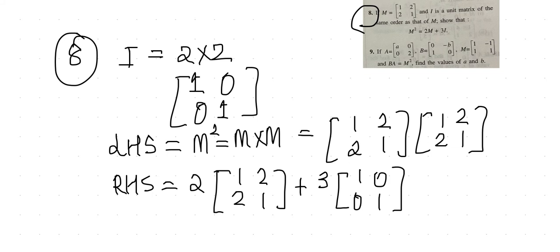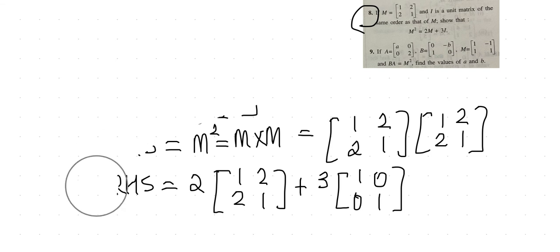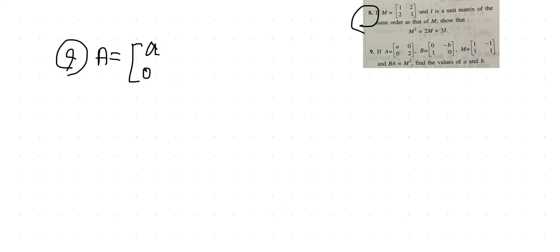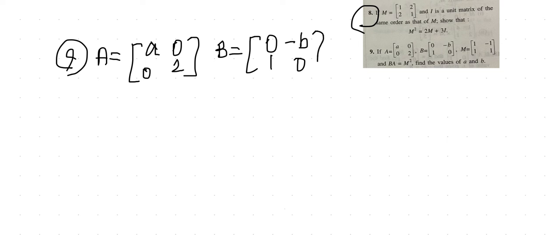Okay, so now I'll be moving to the next question, that is question number 9. So in question number 9, the question is what, children? See, they say A is a matrix that has been given, B is also given, find the values of A and B. Okay, so I'll write down the 9th one. So A is equal to A0, 0, 2. B is equal to 0, 1 minus B, 0. And the value of M I'll be using as and when required.